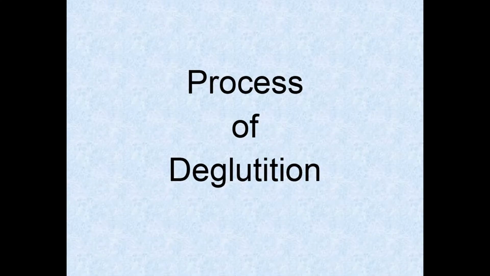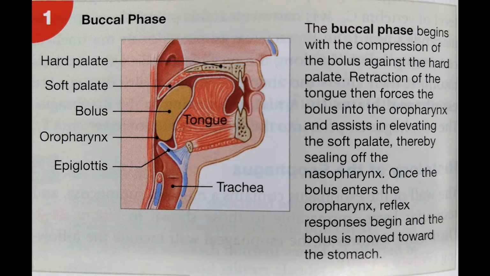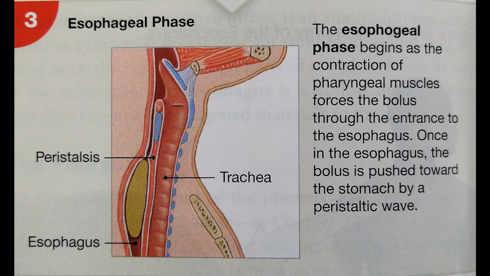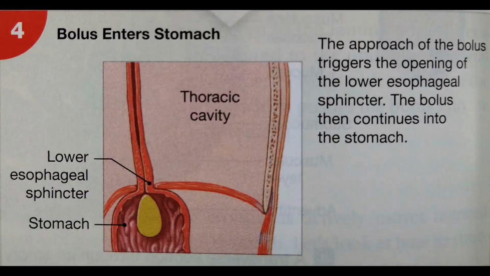Process of deglutition or swallowing. The first phase, the buccal phase, begins with the compression of the bolus against the hard palate. The second phase, the pharyngeal phase, begins as the bolus comes in contact with the palatal arches and the posterior pharyngeal wall. The third phase, the esophageal phase, begins as the contraction of pharyngeal muscles forces the bolus through the entrance to the esophagus. In the final part of deglutition, the approach of the bolus triggers the opening of the lower esophageal sphincter. The bolus then continues into the stomach.